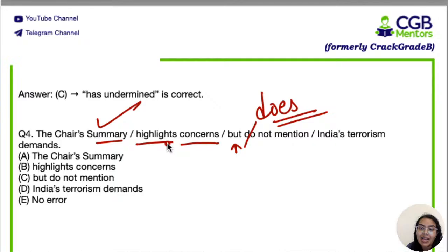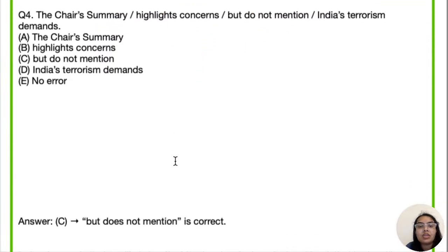Summary highlights concerns, as a noun. This is your verb with S. So here also does will come in agreement with the word summary. And yeah, that was a simple subject-verb agreement error.